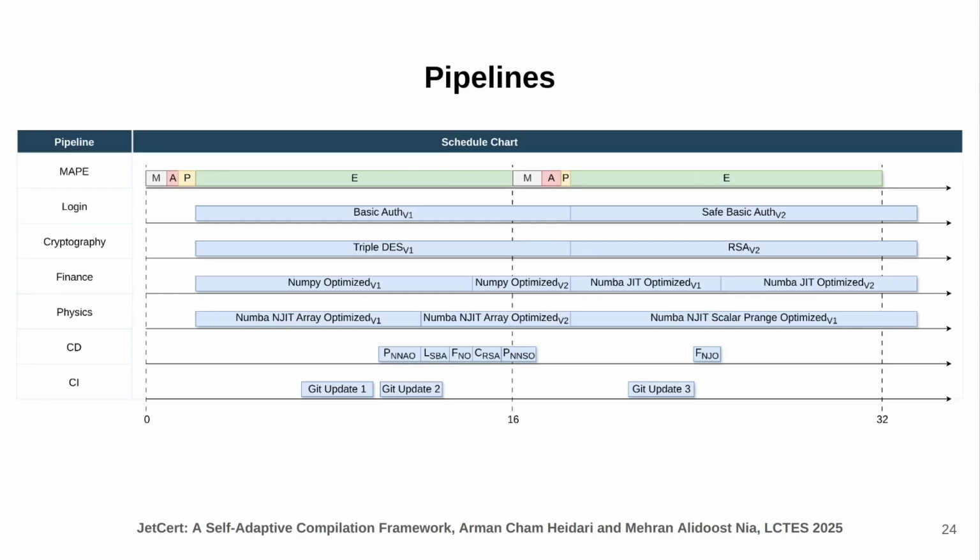Finally, this diagram shows all the embedded system pipelines that we implemented with JetCert and shows the shift between different versions of each module under different conditions. The first pipeline is for MAPE and MAPK, and the next pipelines are for modules and CI/CD pipelines.